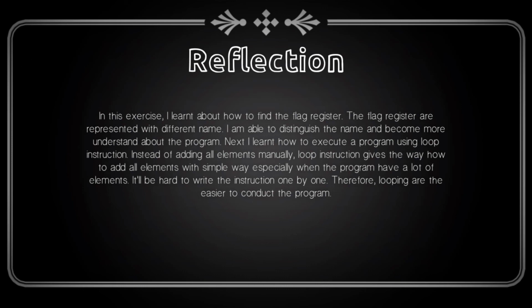For this exercise, I learned how to find the flag register. The flag registers are represented with different names, and I am able to distinguish the names and understand the program better. Next, I learned how to execute a program using loop instructions. Instead of adding all elements manually, loop instructions give a simple way to add all elements, especially when the program has a lot of elements. It will be hard to write the instructions one by one. Therefore, loop is an easier way to conduct the program.